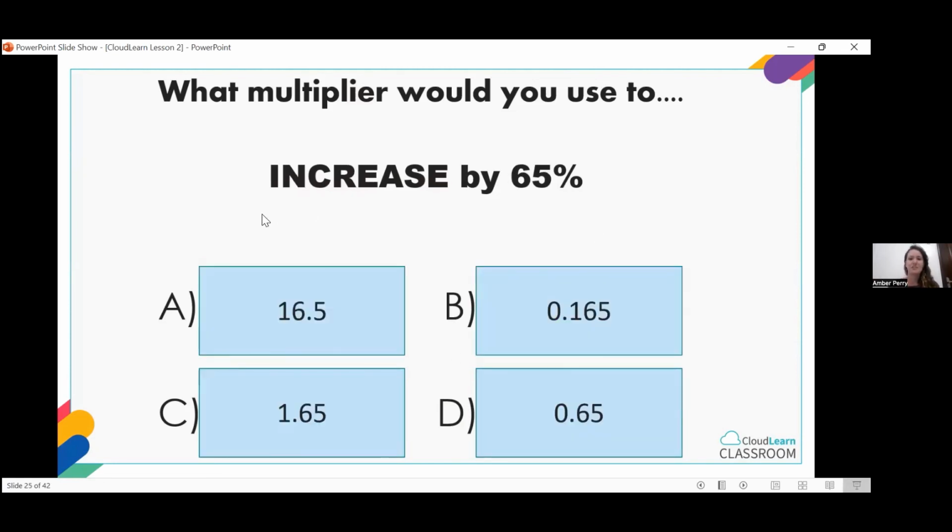So we'll do another increase one. This time I'm starting with 100% and I actually want to increase the amount by 65%. So if I'm starting with 100% and increasing it by 65%, I'm going to have 165% of my original amount. So what's 165% of my original amount as a decimal?